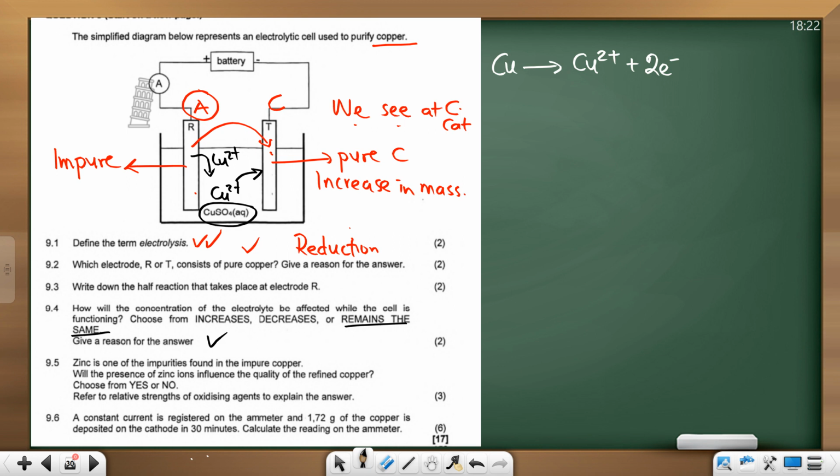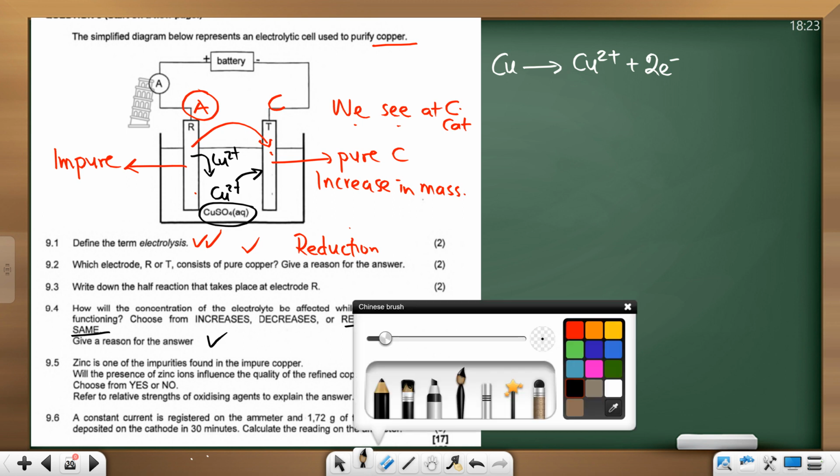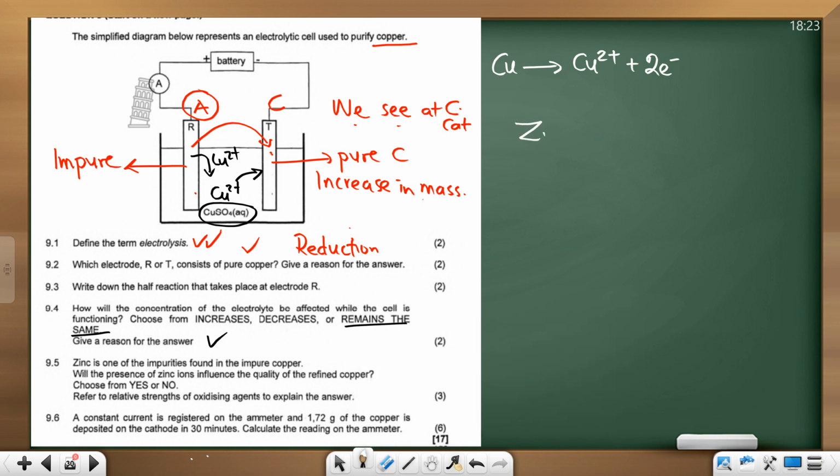Guys, we are comparing copper. Where do you go? Table. Now we have zinc 2+ and copper what? 2+. Let's go check. The copper here is positive 0.34. That is, I'm going for acid and base.